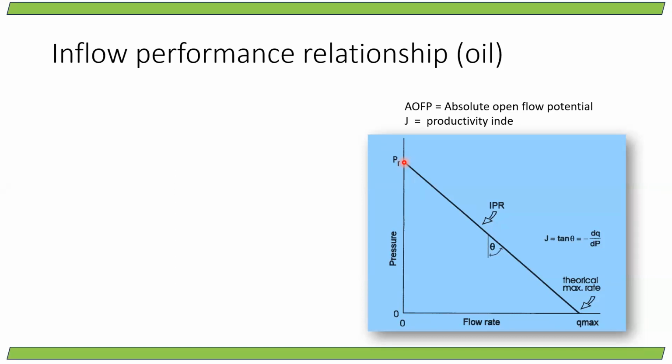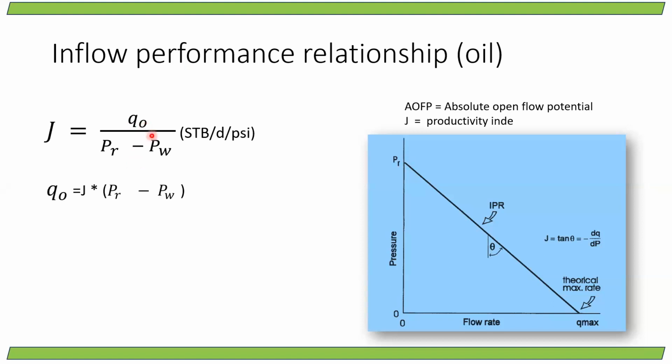First, with IPR you can estimate another parameter, the productivity index, which is represented as J. J is equal to Qo by Pr minus Pw. Qo is your flow rate divided by the pressure difference, which we can call the drawdown pressure, Pr minus Pw. Pr represents reservoir pressure and Pw represents wellbore pressure. Adjusting the equation, Qo is equal to J into Pr minus Pw. From this equation itself, it came.